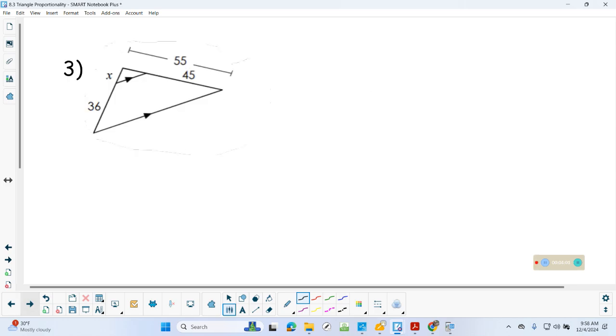Now, here's the really spicy part. Get ready. I say that sarcastically. So I'm going to start on this side because I'm standing here on the left. I'm going to do x over 36.